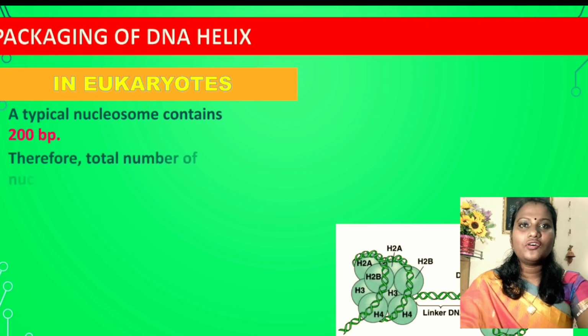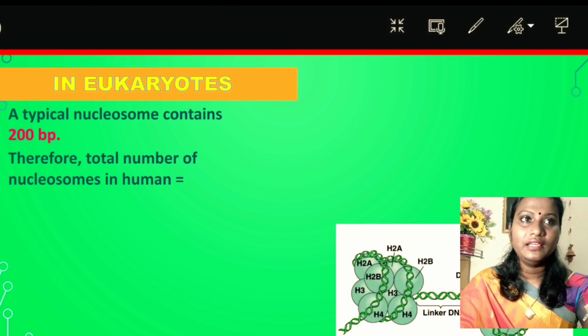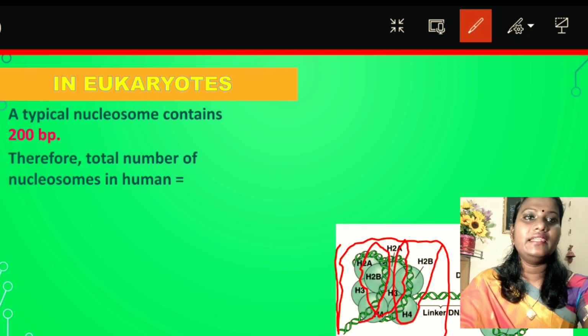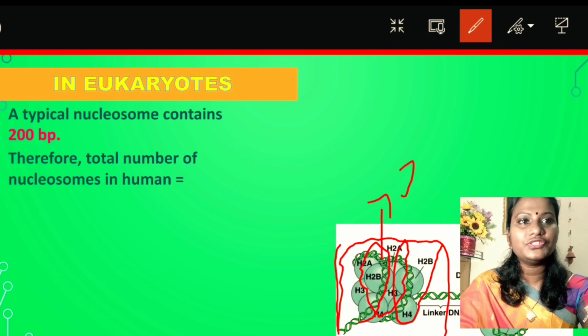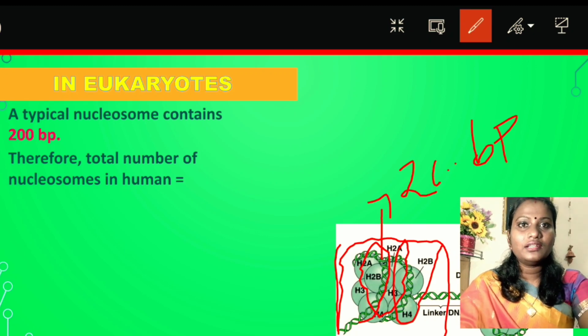In eukaryotes, a typical nucleosome contains around 200 base pairs. What does it mean? Suppose this is the nucleosome, and in this nucleosome a DNA is wrapped. How many base pairs does this DNA constitute? Around 200 base pairs. So this nucleosome is constituted of 200 base pairs.